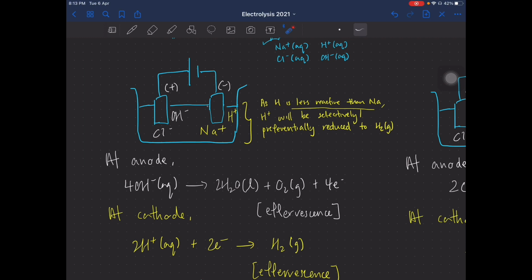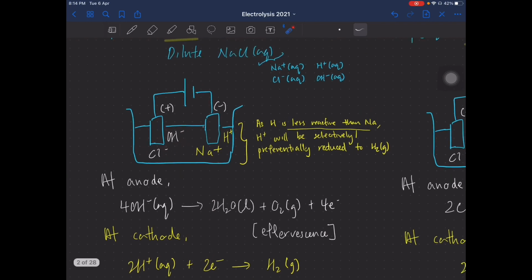Now in terms of what's happening at the anode, because you have a mixture of hydroxide and chloride ions, and since it's a diluted solution, you expect there to be much more of the hydroxide ions than the chloride ions. As a result, the hydroxide ions will be the one that goes through oxidation, and the equation is as represented over here, whereby 4 hydroxide ions gives you 2 water, 1 oxygen, as well as 4 electrons. The oxygen gives you the effervescence.